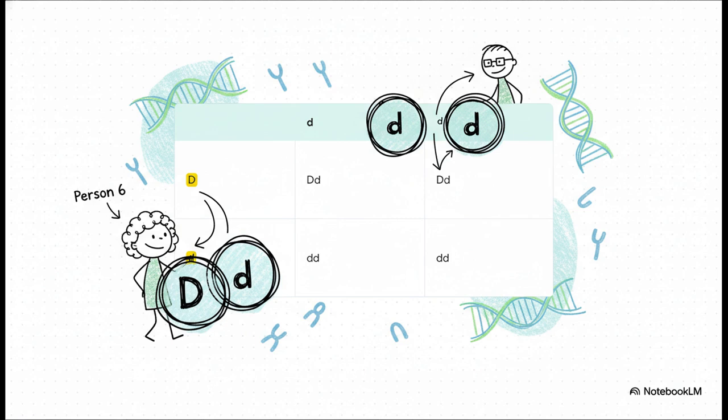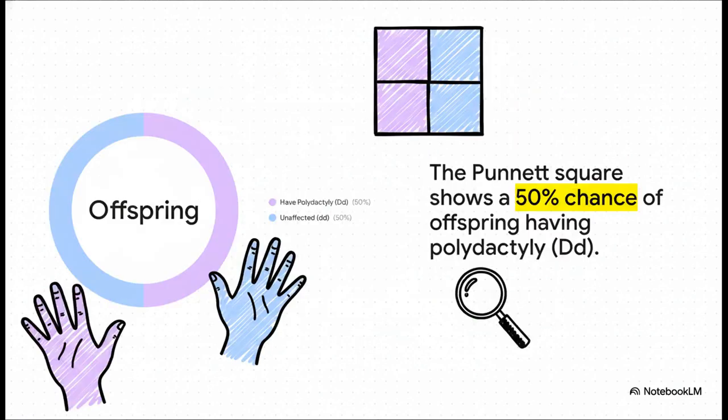Now we just fill in the grid and we've mapped out all 4 possible outcomes for their child. And just like that, the Punnett square makes the answer crystal clear. You can see that 2 of the 4 boxes end up with the genotype Dd. Since D is dominant, any kid with this genotype will have polydactyly.